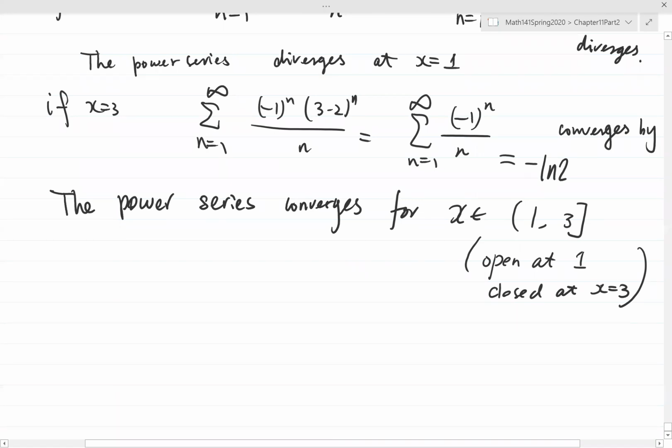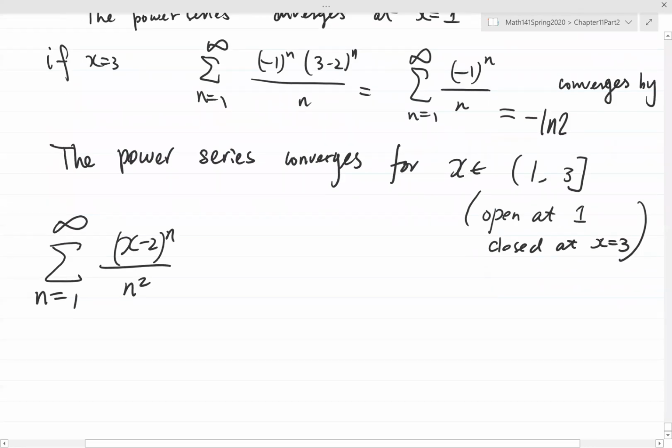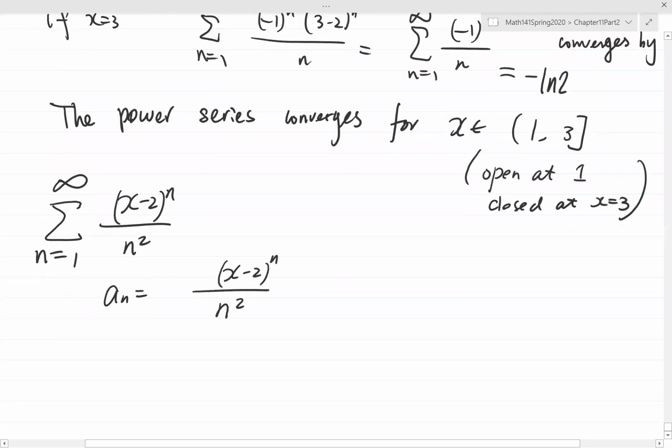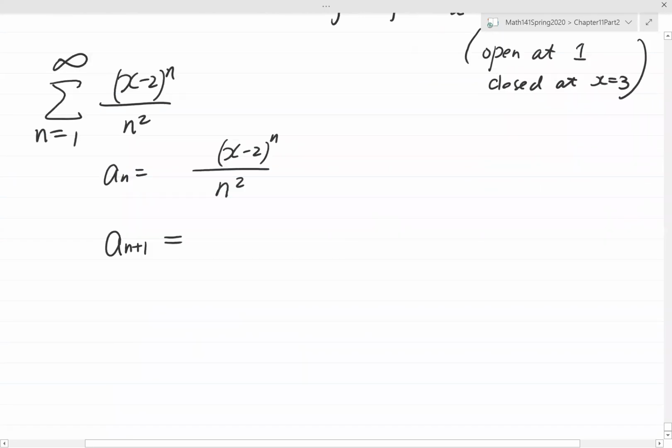One more example. Let's see this example: the sum of x minus 2 to the power n over n squared, n from 1 to infinity. Again, we can use the ratio test. Here a_n is x minus 2 to the power n over n squared. Write down a_(n+1) by replacing n by n plus 1, and then do the ratio.